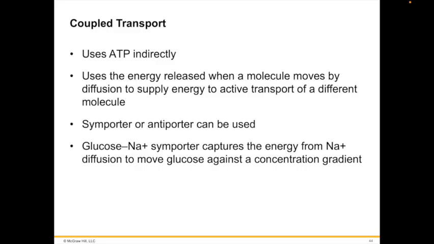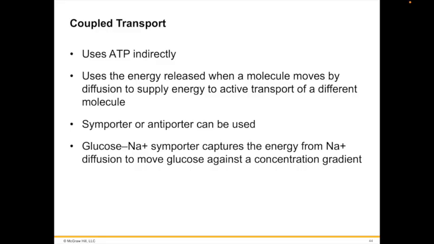So, these cells need to be able to transport glucose against its concentration gradient. This requires energy and a different transporter from the one involved in facilitated diffusion of glucose. The active glucose transporter uses the sodium gradient produced by the sodium-potassium pump as a source of energy to power the movement of glucose into the cell.